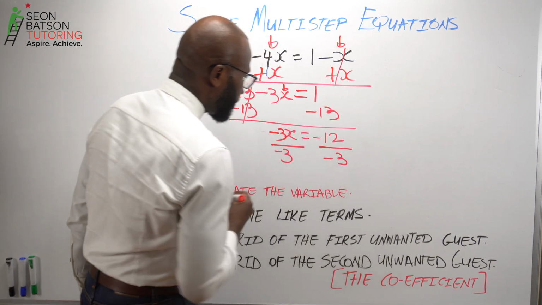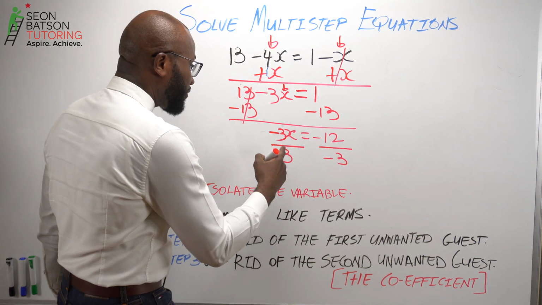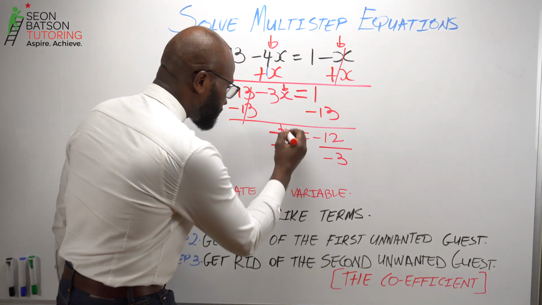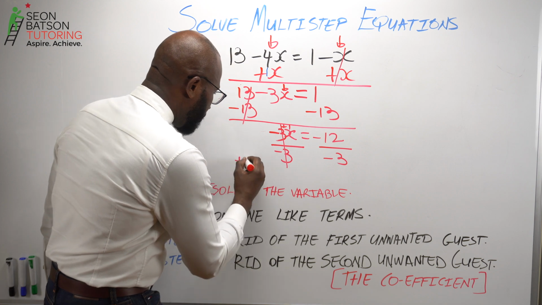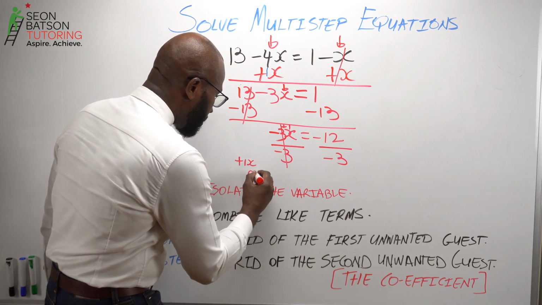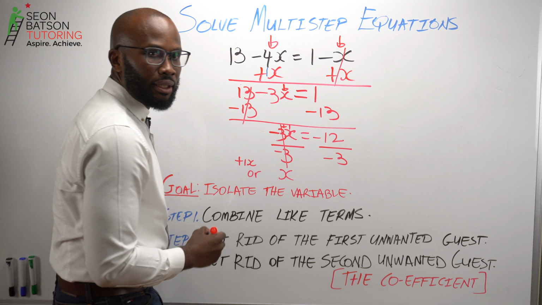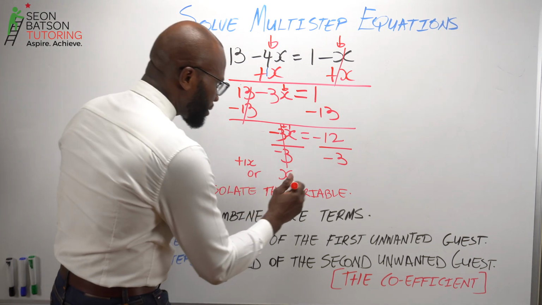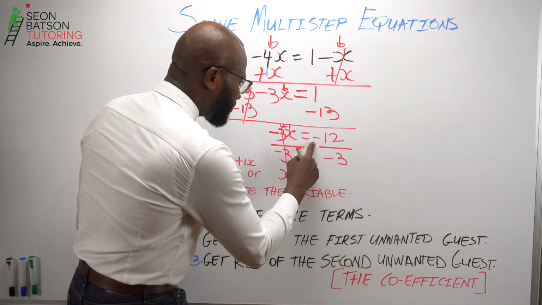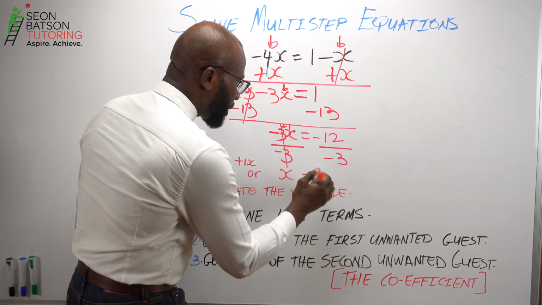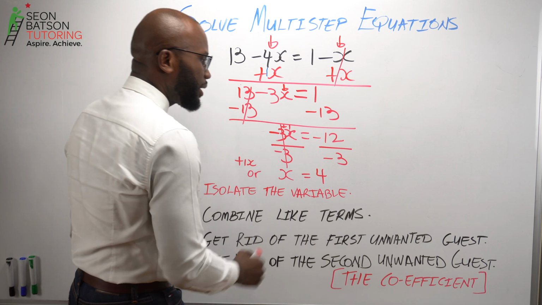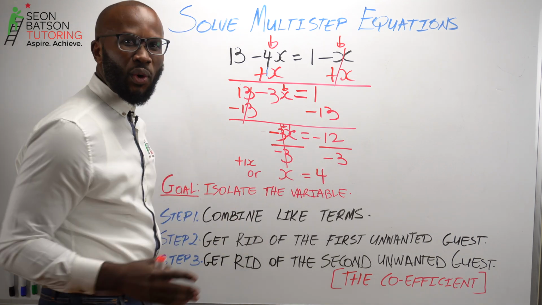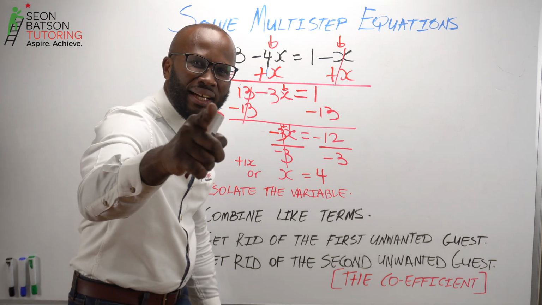Very good. So let's divide. Negative 3 divided by negative 3 is positive 1. So we're left with positive 1x or just x. Right? Whenever the coefficient is 1, we don't have to put the 1 back. Yes? So x, and negative 12 divided by negative 3 is positive 4. And negative divided by negative is a positive. So x is equal to 4. How are you feeling? Super!